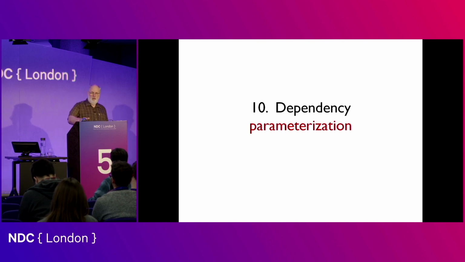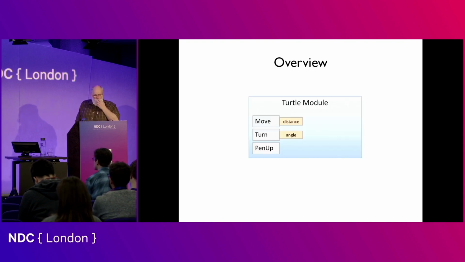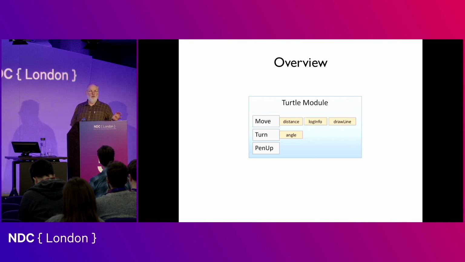Right, next, parameterization. So this is the functional approach. And we have a move function, which has a distance parameter, and a turn function with an angle parameter, and the pen up function, which has no parameter. And what we're going to do, rather than hard coding the logging, we're going to literally pass in 2 extra parameters for what it needs. So the move function needs to log something, and it needs to draw a line.